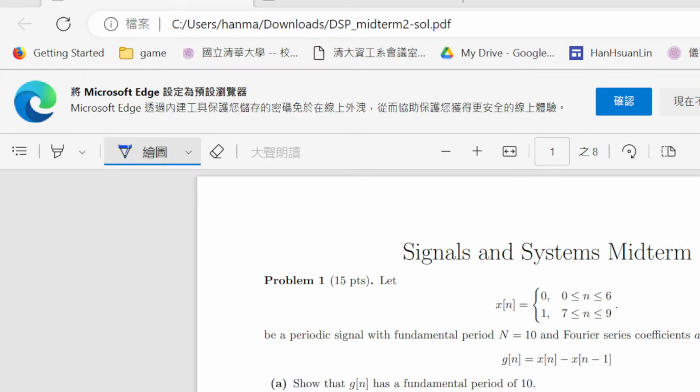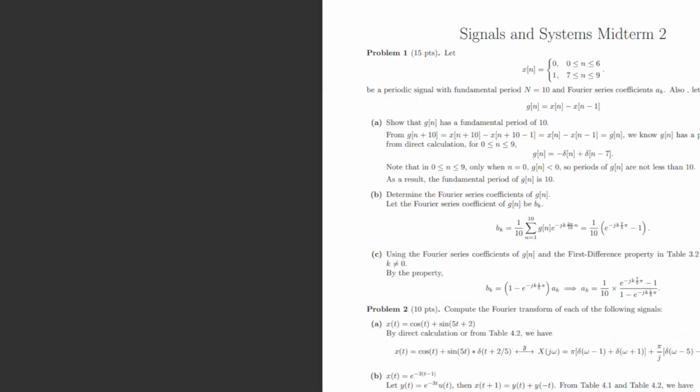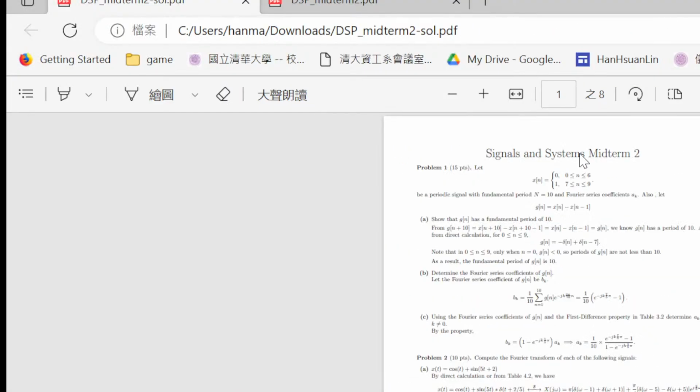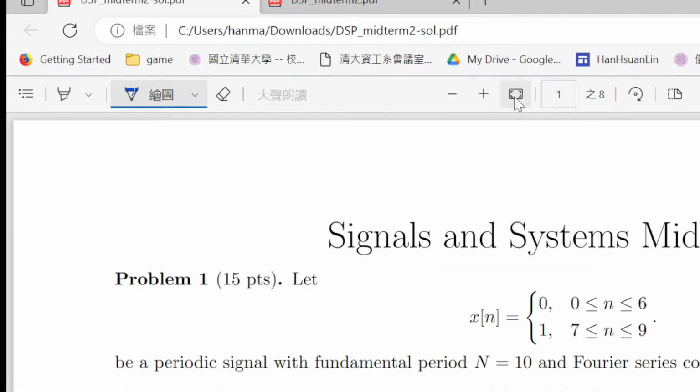Okay, let me see. Window. This one. And let's see, how do I? This way.